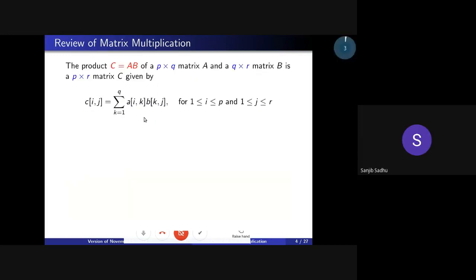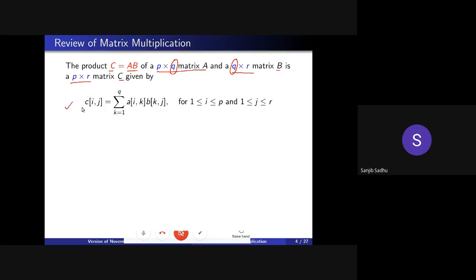Now you also know the product. Two matrices can be multiplied if the number of columns of the first matrix is equal to the number of rows of the second matrix. For example, A and B are two matrices and their product is C. A is of order P by Q and B should be of order Q by R. Otherwise it cannot be multiplied. The resultant matrix C will be of order P by R, the number of rows of the first matrix and the number of columns of the second matrix. This is the matrix C.